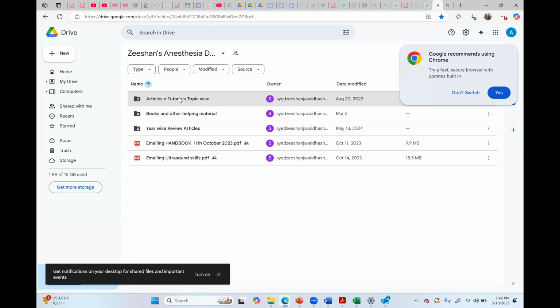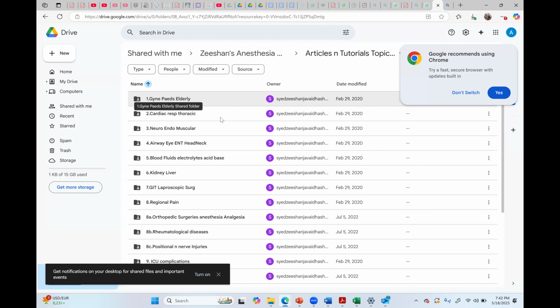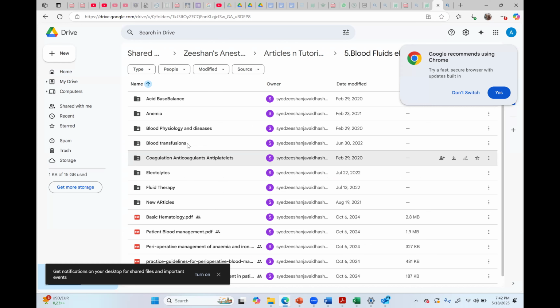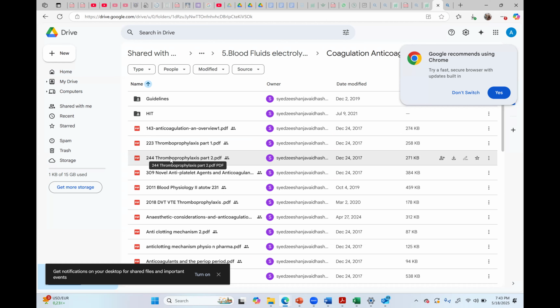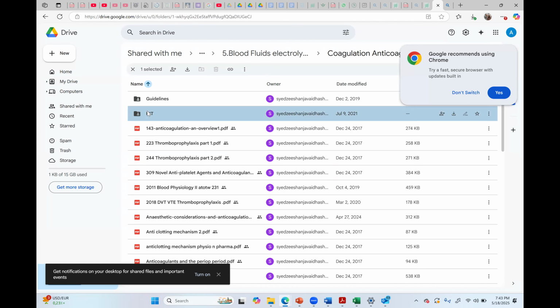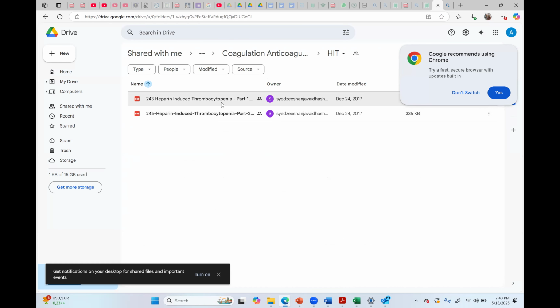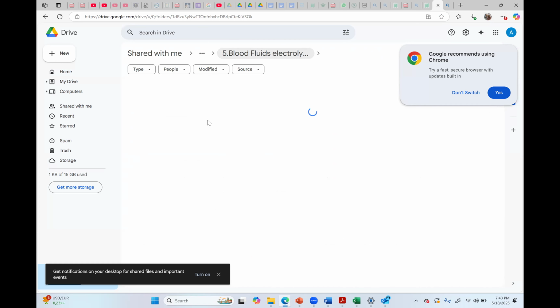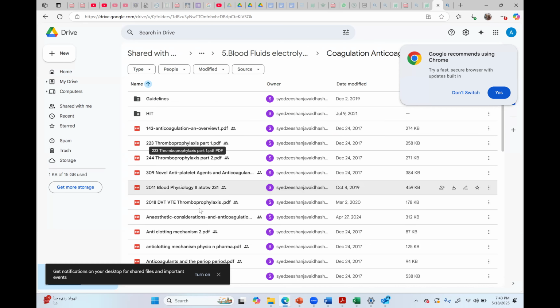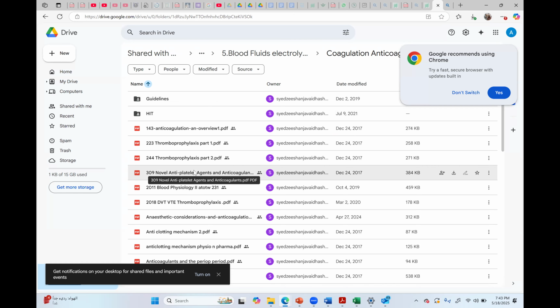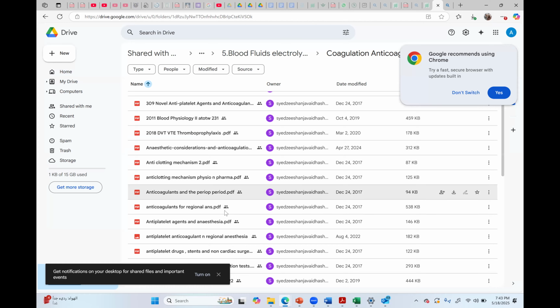If you go to this, it's this in blood. And then you will come here, coagulation, anticoagulants, antiplatelets, and you will find even the topic of HIT. Okay. There are two articles on HIT. These are tutorials. You can have a look here, and these are what you will find here on the anticoagulants and antiplatelets.